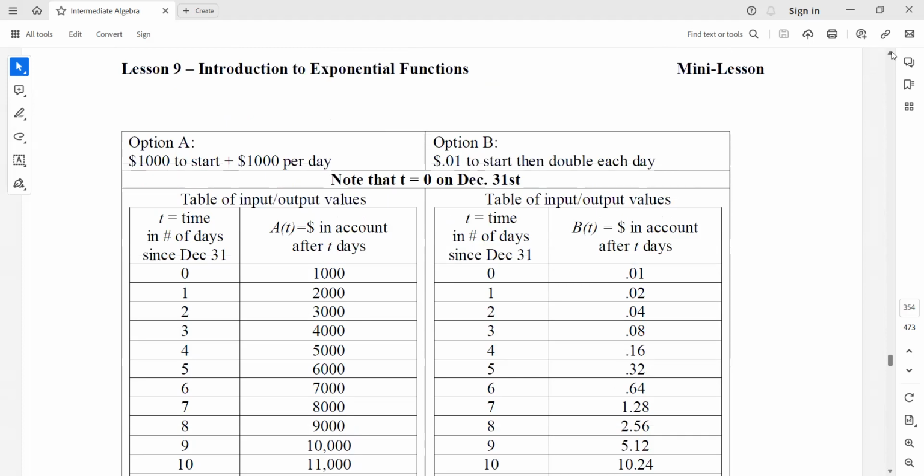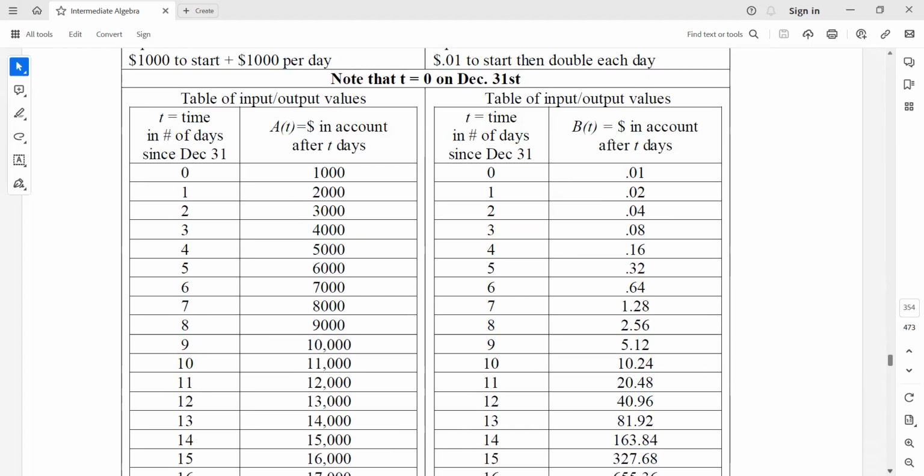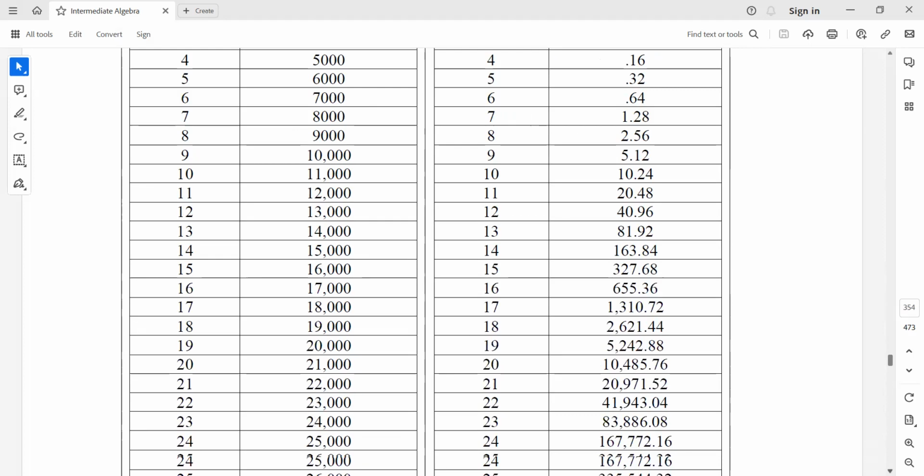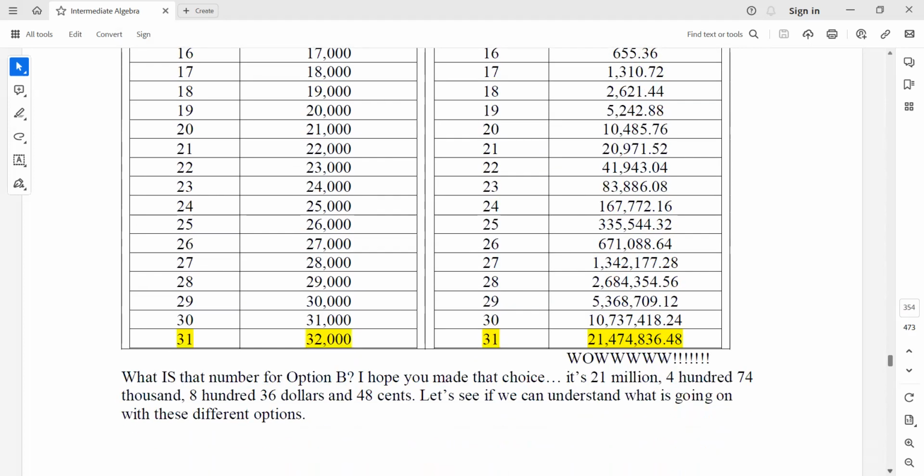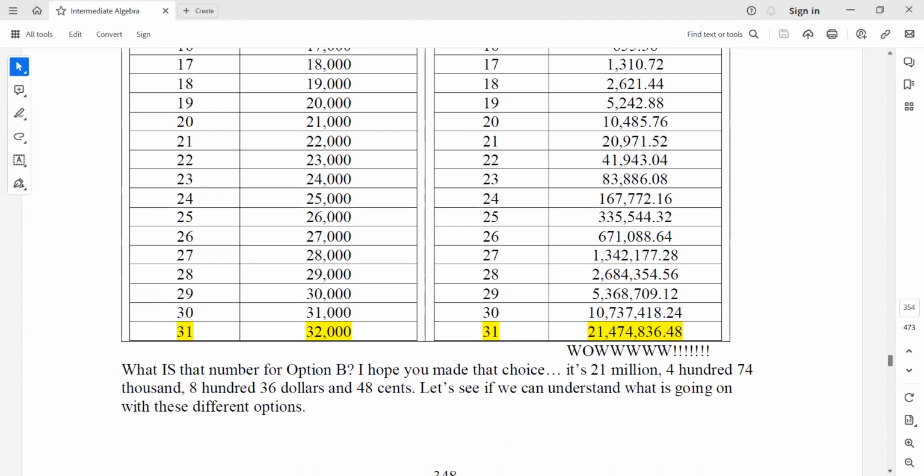Now let's go to the next option, B. With B, you start with a penny and then it doubles to 2 cents, 4 cents, 8 cents, 16 cents, 32 cents, 64 cents, $1.28. And look at what is happening. Wow, 21,474,836 and 48 cents. Wow. And that is why sometimes you have a lot of interest accruing on your loans, because if you leave them uncared for, because it's exponentially set up, it's just going to shoot up like that.